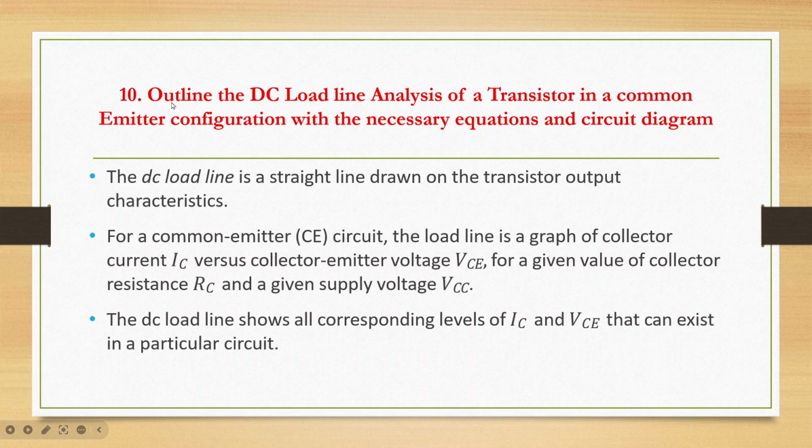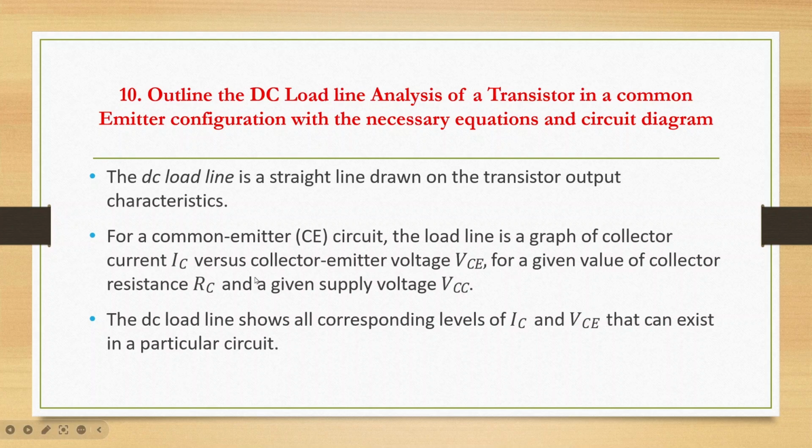So you might find a question like this: outline the DC load line analysis of a transistor. For any of the configurations, most probably they will ask common emitter configuration, as it is the first used configuration of a transistor. DC load line is nothing but the straight line drawn for the transistor. For a common emitter circuit, the line is a graph of collector current versus collector emitter voltage.